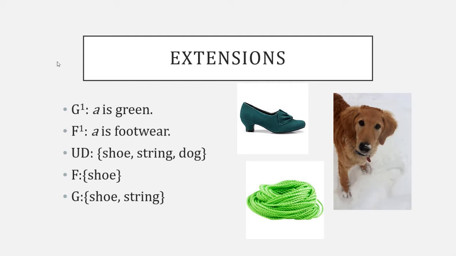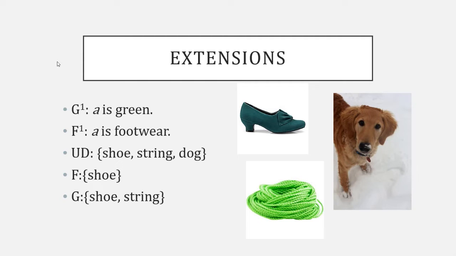First simplification is we're going to explicitly list all of the properties that our objects have, so all of the objects that fall under the property. So we explicitly list out in these curly brackets our UD, our universe of discourse. The universe of discourse tells us all of the things in the universe. And then for each of our predicates, we're going to list out all of the things that satisfy those predicates. So F is footwear. That means we create a list of all of the things that are footwear, that this property applies to. In this case, it's just the shoe. And then we list out all of the things that G applies to. So G is green, and the shoe is green, and the string is green. So G gets shoe, string.